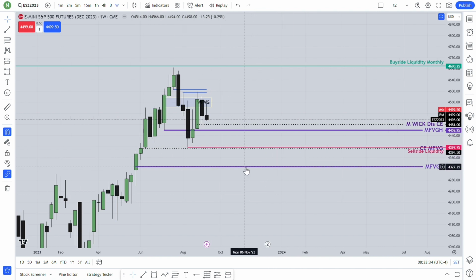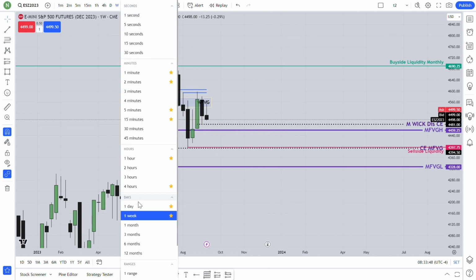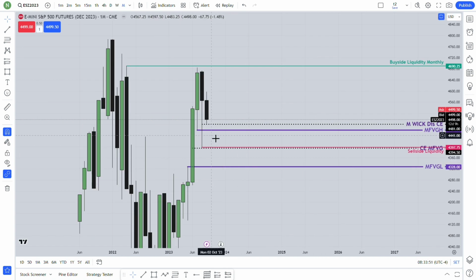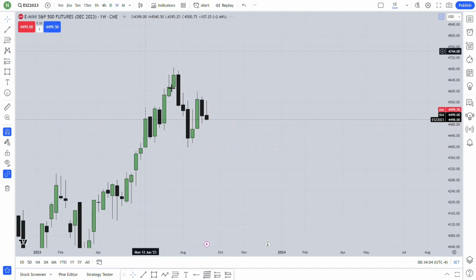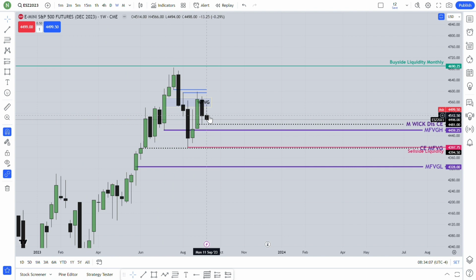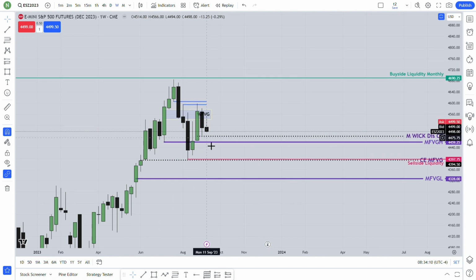And you see this line, this is the monthly fair value gap high, monthly fair value gap low, and this is the consequent encroachment, which is actually from the monthly chart. Let me show you that. Okay, you see this week, this is the consequent encroachment of this week. So it just came to that level and gave me a respect and went higher. You see it went a little bit higher from there. So I think it has done its job, but I will watch that level as well.